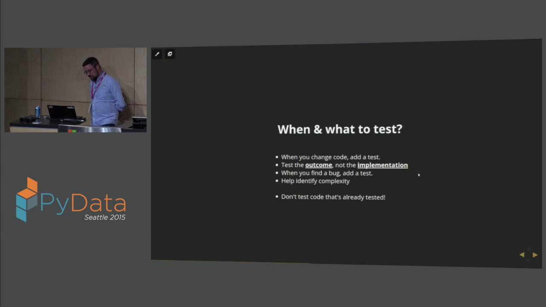So something to think about, don't test code that's already tested. Scikit-learn, NumPy, SciPy have awesome test suites. You don't need to test to make sure that they're doing their job correctly, right? You need to test that the code you wrote is doing its job correctly. And don't have overlapping tests, because then if one test fails and the other one doesn't, you're kind of in a weird state of undetermined outcome there. So don't test code that's already been tested, test outcomes, not implementations. And every time you change the code base, add a test for it.